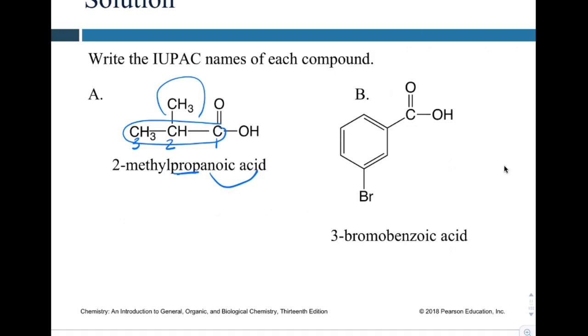I got a benzene ring, kind of as your idea of your main chain, your benzene ring. If this is going to be carbon number 1 on my benzene ring, this is 2, this is 3, this is the lowest number I can get going clockwise. I get 3-bromobenzoic acid.